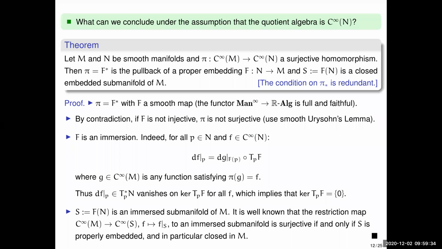Sorry, an example of proper embedding? Of improper embedding. Or improper embedding? Well, any open submanifold, I would say. I'll take an open ball. Closed? Yeah, but what I said was also not closed.